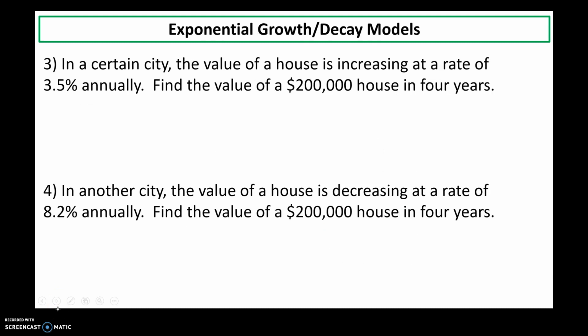Okay, using the models, in a certain city, the value of a house is increasing at an annual rate. And then just to look at 4, in 4 we're decreasing at an annual rate. So we're going to be using this model. A equals P times 1 plus the rate to the t power. Okay, I just looked back at my notes, I fixed that up. So if our rate is 3.5%, as a decimal, that would be 0.035. Now for my equation, I have to add 1 to that.